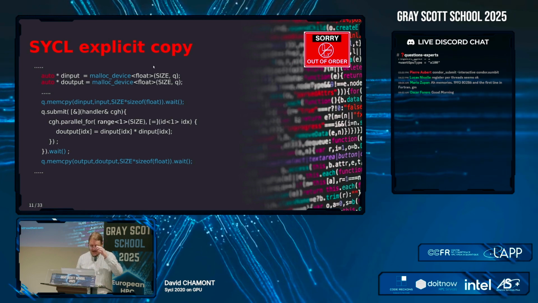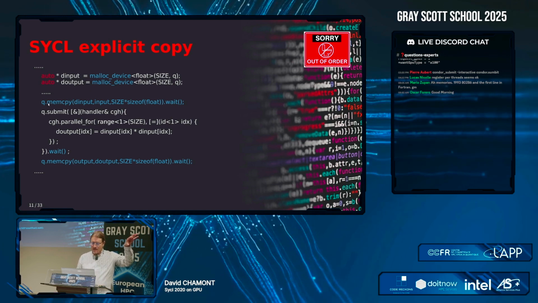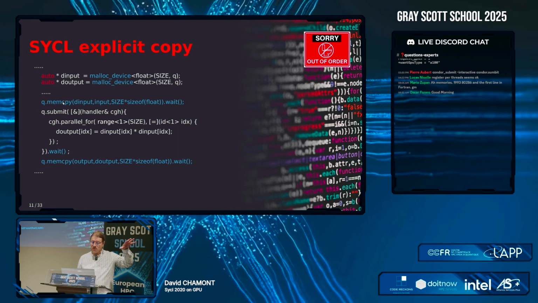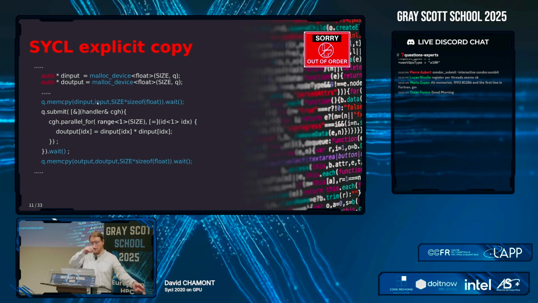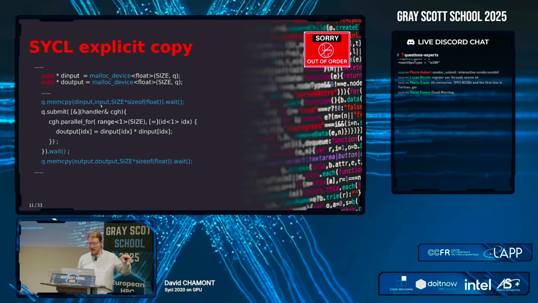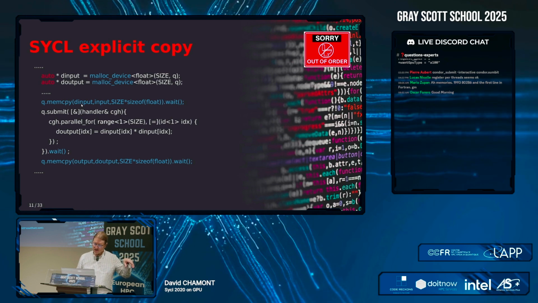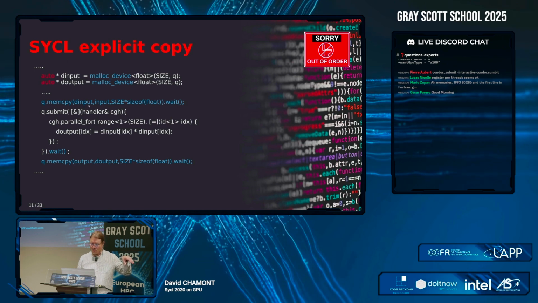So for example, there, I'm creating my two input-output arrays on the device. There, I'm calling on the queue, instead of submit, a memcpy saying, take this input on my host, put it on the device input, the one I just created with the malloc_device before. I give a size.